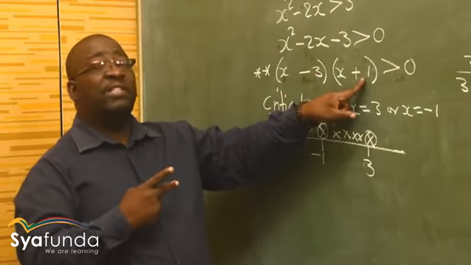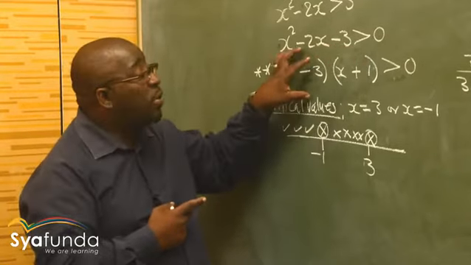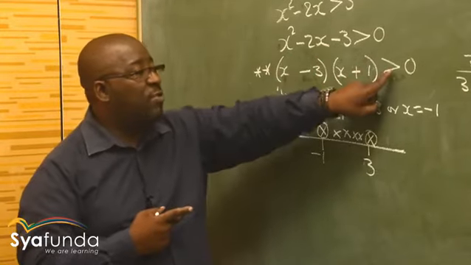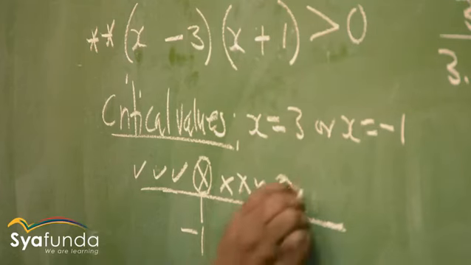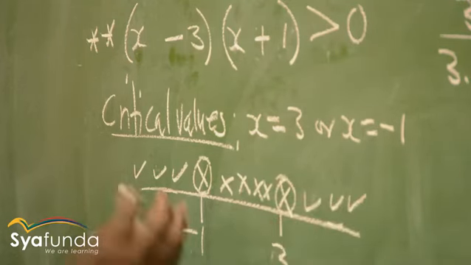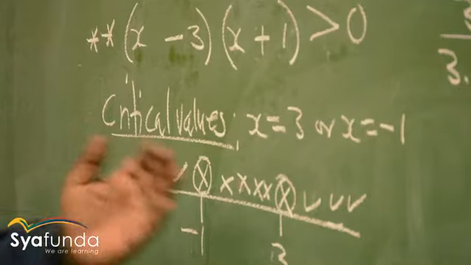5 plus 1 is positive. So this is positive and this is positive. So what is positive times positive? It will give us something that is positive, which is greater than 0. So numbers above 3 are part of our solution. This is the critical part. So we can see what our solutions are.